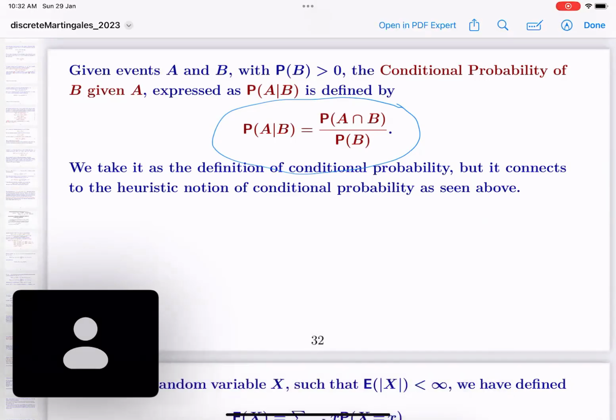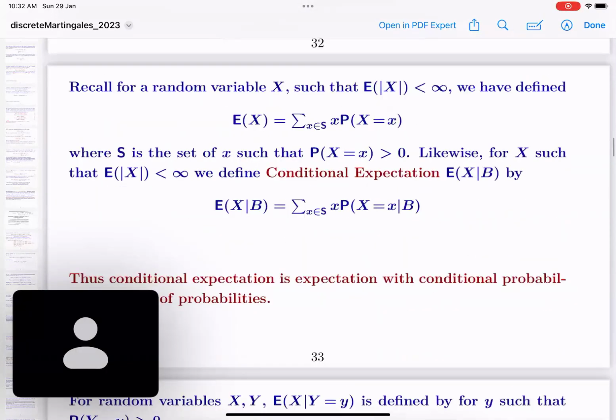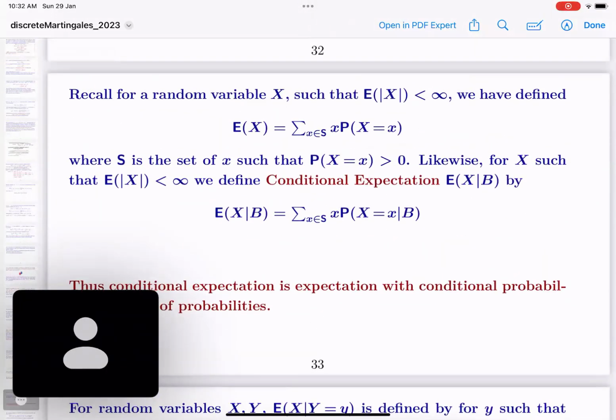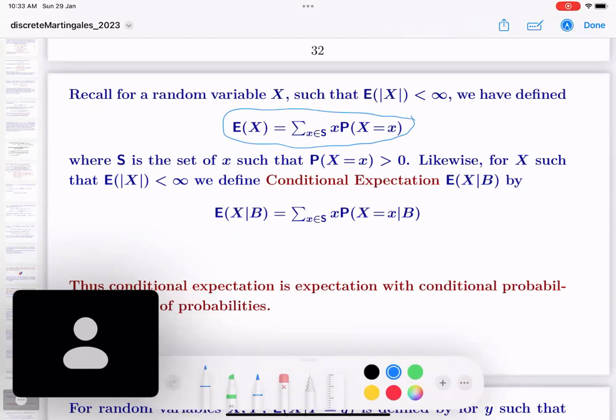Now let's come to, this was about conditional probability, now we can come to what is called conditional expectation. Suppose you have a random variable X, and it's integrable, so the summation of weighted averages is finite. Now recall this was our definition of expectation: summation over x times probability that capital X equals x. So this is the weighted average, the weight is x and these are the probabilities.